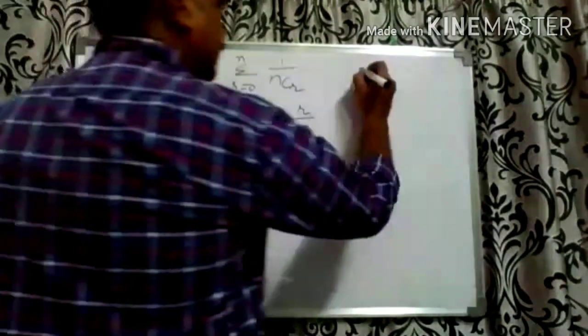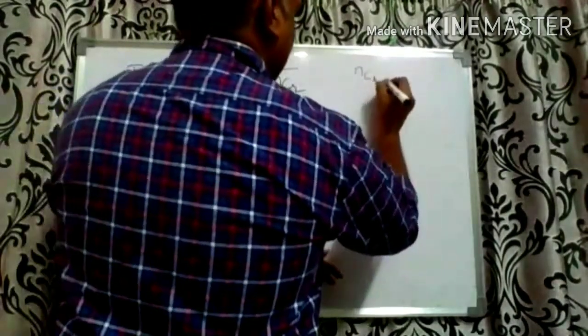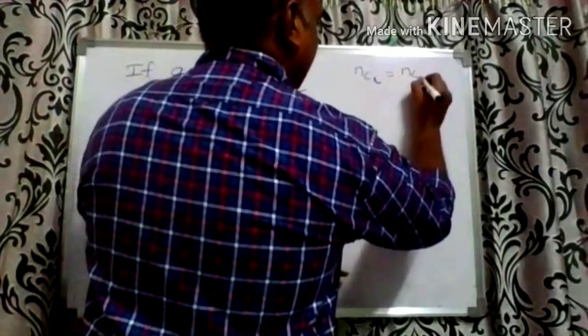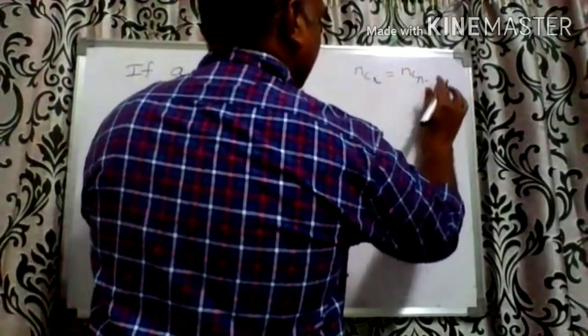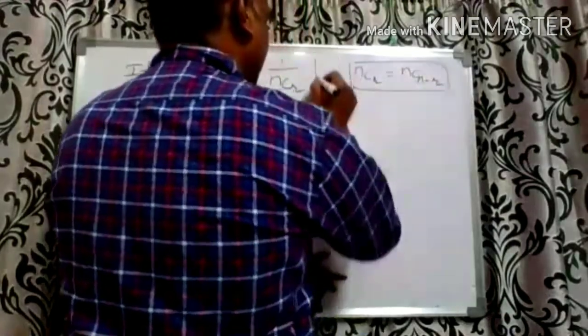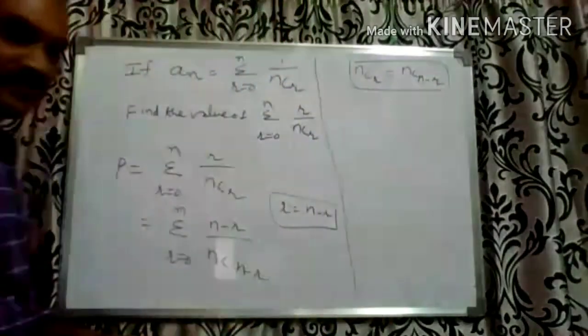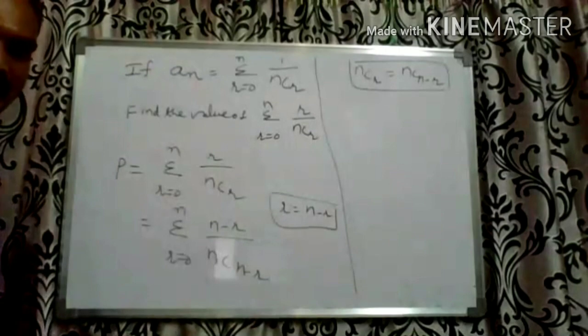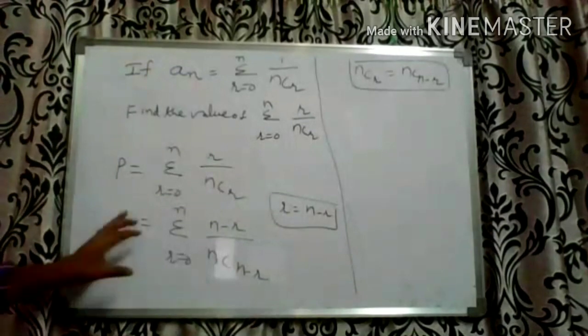Next, nCr is equal to nC(n minus r). Properties of binomial coefficients. First property: nCr is equal to nC(n minus r).